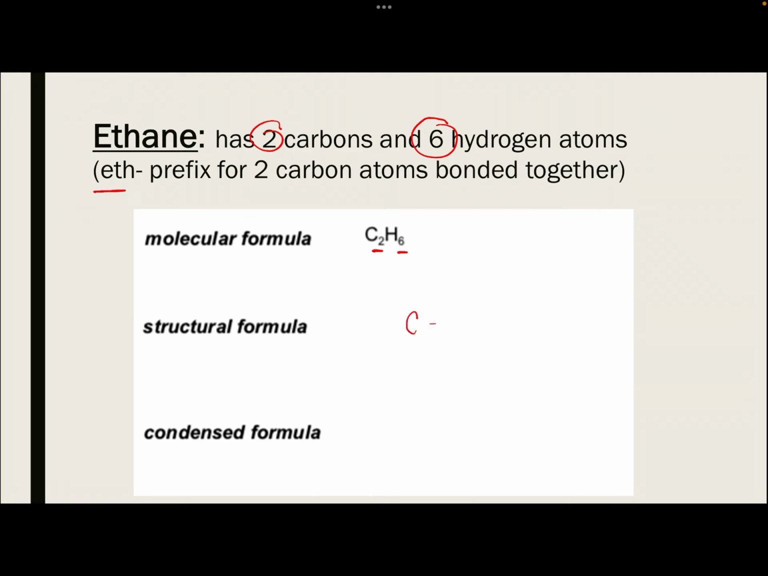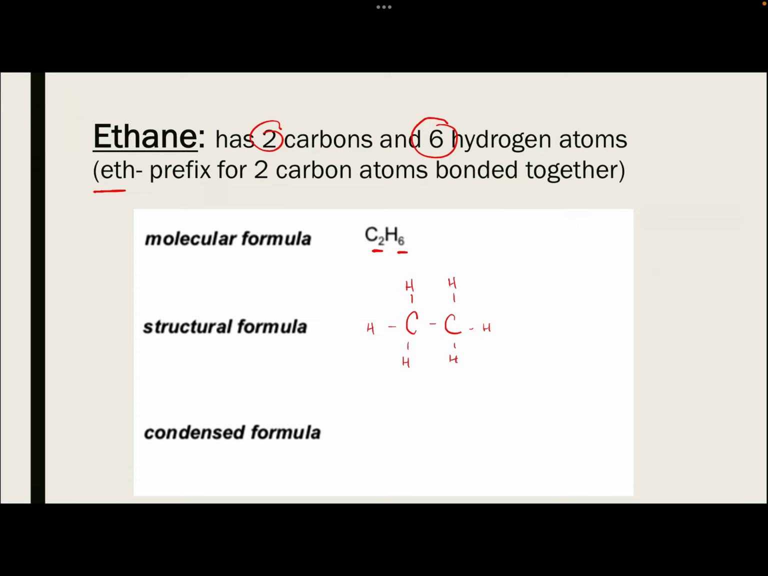If we're looking at the structural formula, we have 2 carbon atoms. Remember, these are only single bonds right now. And then we have 6 hydrogens that are bonded all around our carbons, and they are all single bonds. Wherever there's an open space, pretty much you put a hydrogen there. But once again, we need to make sure we have 6 hydrogens and that each carbon is filled structurally so that they are all stable.